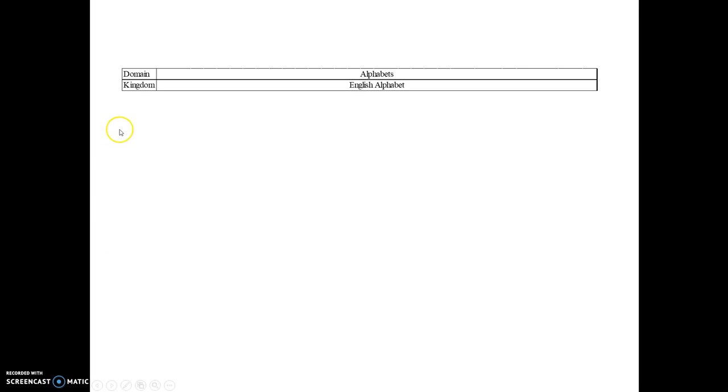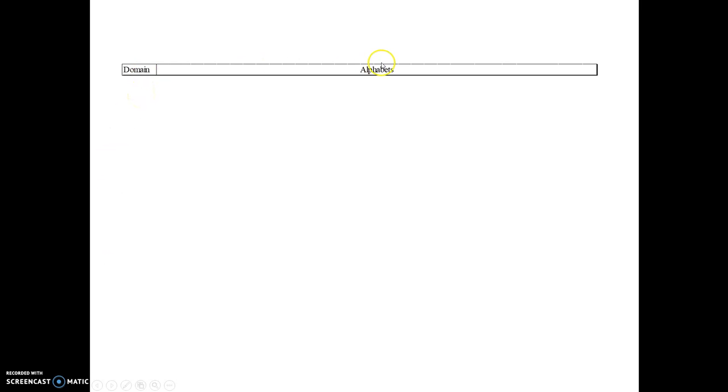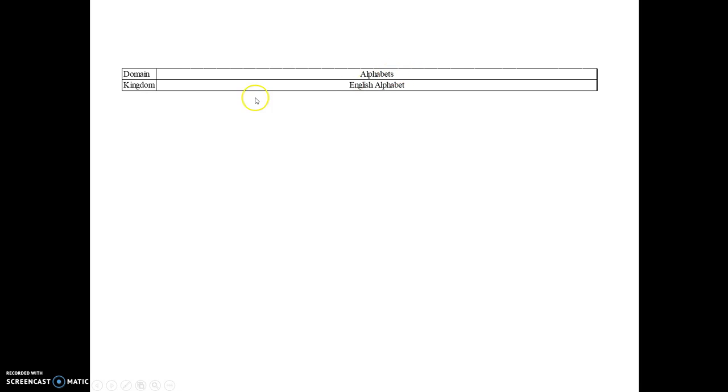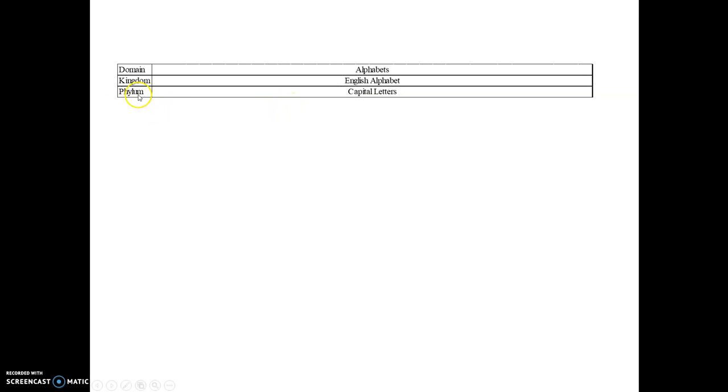And next, okay, so here's what I'm going to do. The domain is alphabets, and the kingdom is the English alphabet. I hope you recognize this from biology class. The phylum, the group of the English alphabet that I'm going to classify, are just the capital letters. I've divided them up into letters that have straight lines and letters that have not straight lines.